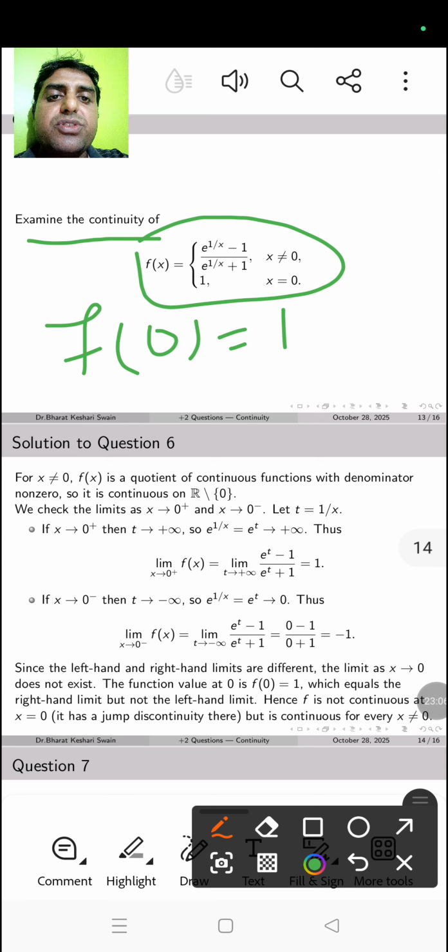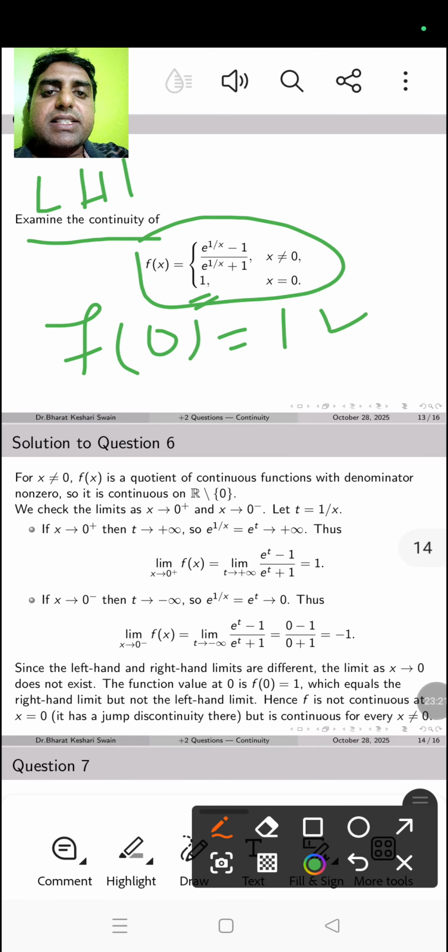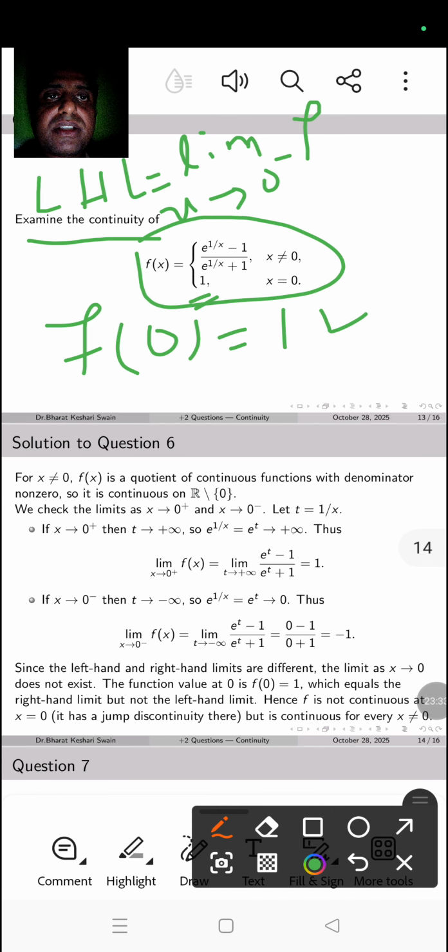At x equal to 0, function is 1. So f(0) is equal to 1, this is your functional value. Now find the limiting value. So first, for the limiting value, we can find LHL is equal to RHL. So first find LHL. So LHL will be equal to limit x tends to 0 minus f(x).